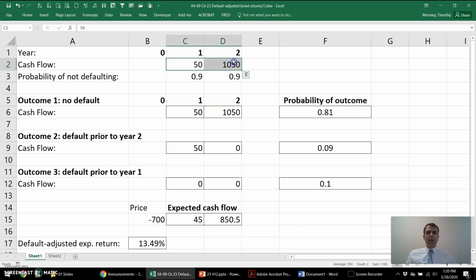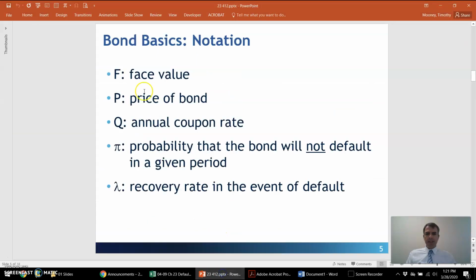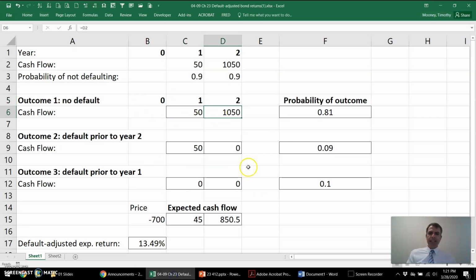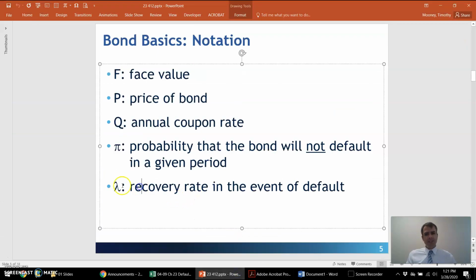Let's start by taking a look at the example that we worked through in the previous video, where we had a 2-year bond, right? And then we had a probability of not defaulting in each period, 90% chance. In the notation that we'll be using, that probability of not defaulting, the probability of making the contractually obligated coupon and face amount payments, is pi. So pi was 0.9 in our first example, right? And then in the event of default, if the firm defaulted, 10% chance in each period, we assume that bondholders just got nothing. Like we talked about previously, though, when a firm defaults on its bonds or even goes bankrupt, bondholders usually get some amount back. And so that's denoted by lambda in our model. So we're going to work lambda into our default adjusted bond expected return model in this video.